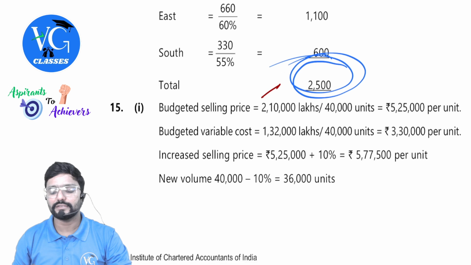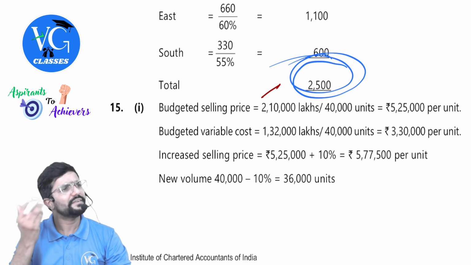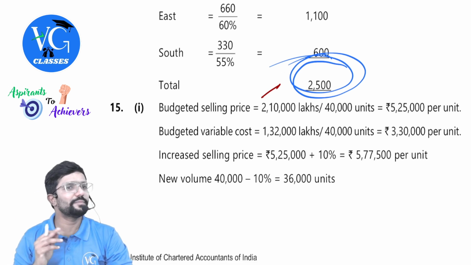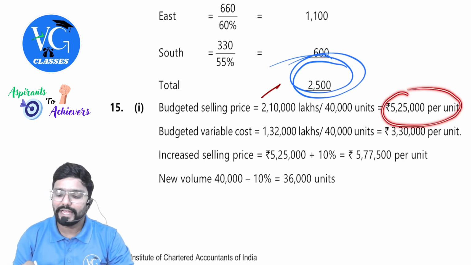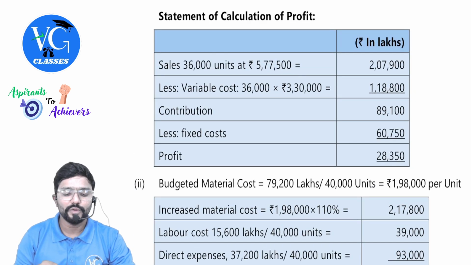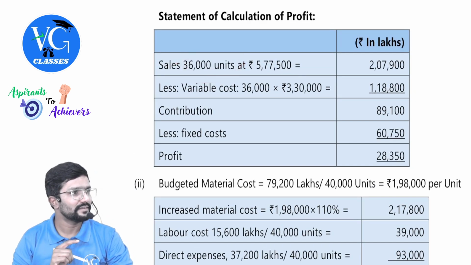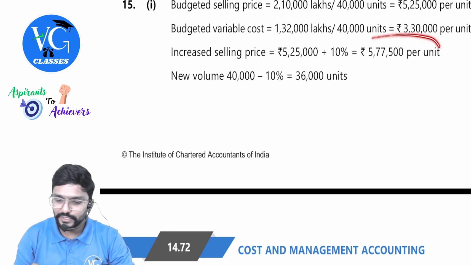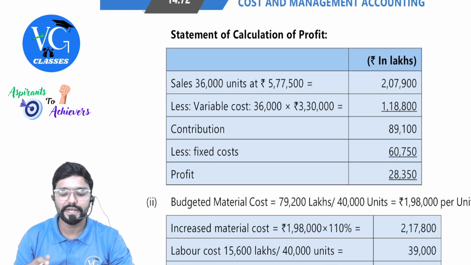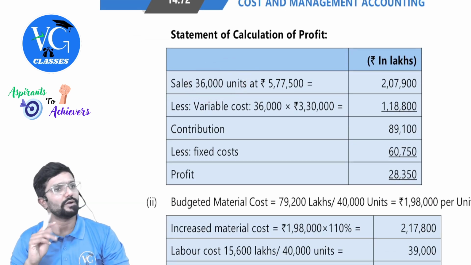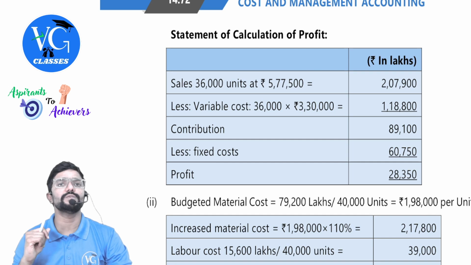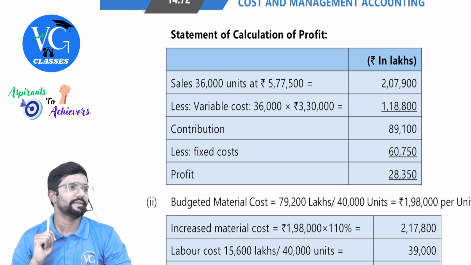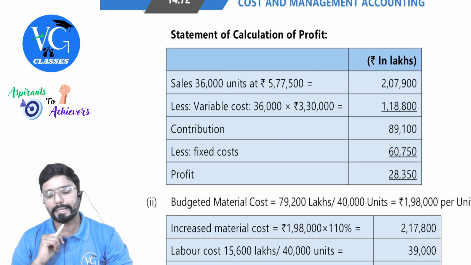Sir, when it is in rupees, how can I convert it in lakhs, sir? Divide it by 1 lakh. Divide it by 1 lakh. Clear? Hope you understood. For example, 5,25,000 into 36,000. Sorry, new selling price, 5,77,500 into 36,000. You will get it in rupees. Now I want to convert it into lakhs. How, sir? Divide it by 1 lakh. Divide it by 1 lakh.